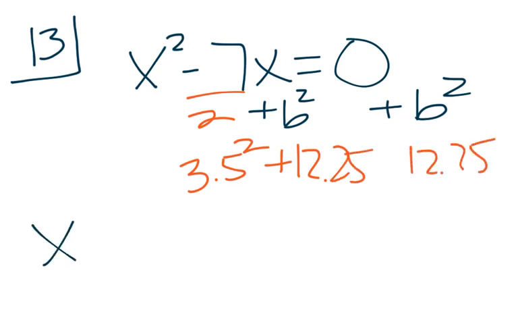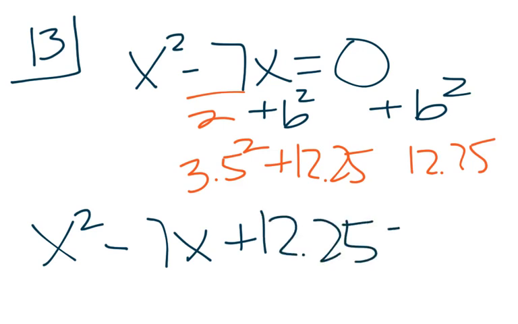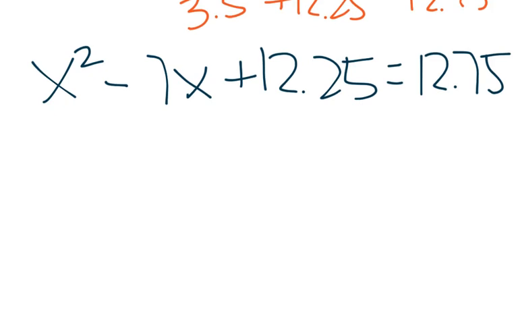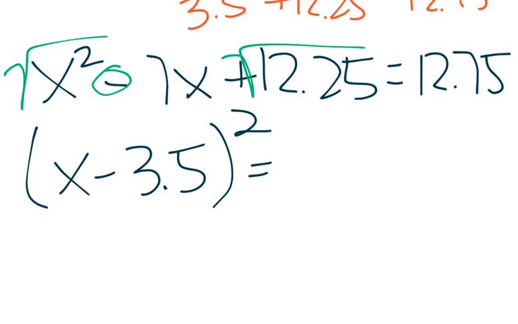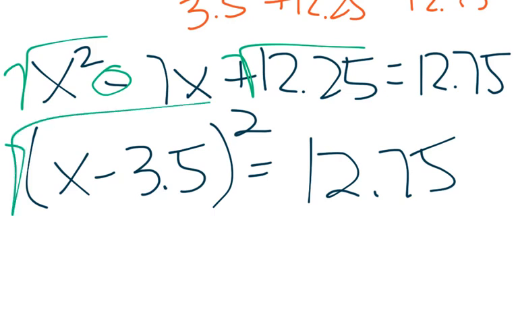So we have x squared minus 7x plus 12.25 equals 12.75. Now we want to factor the left side. So we're saying x minus 3.5 squared, because we're taking the square root of this, equals the square root of 12.75, and then we're going to square root it.